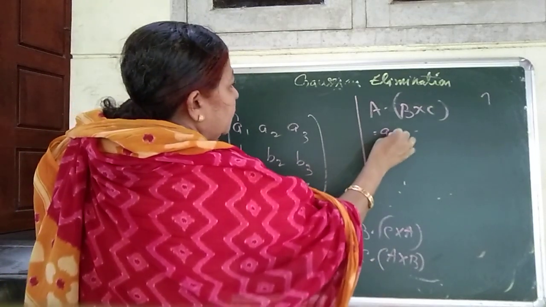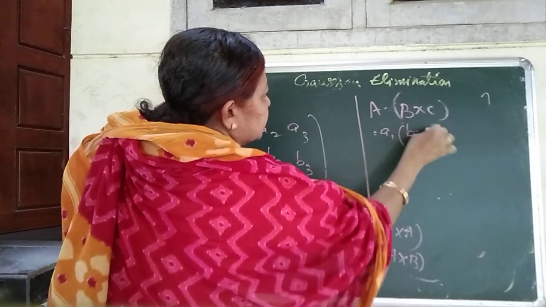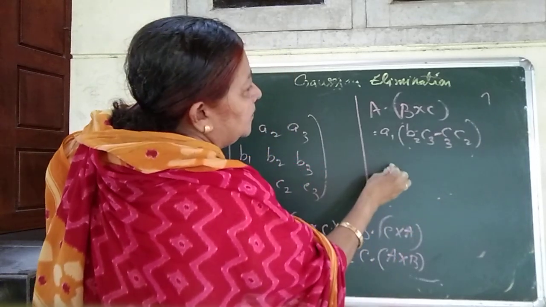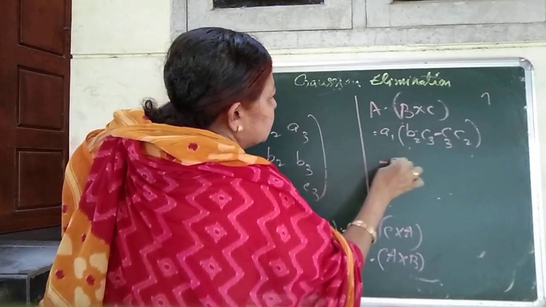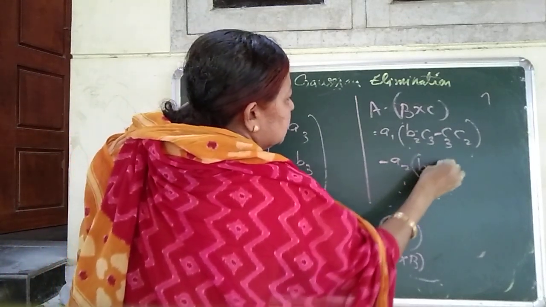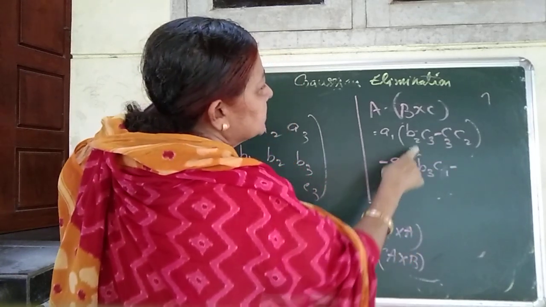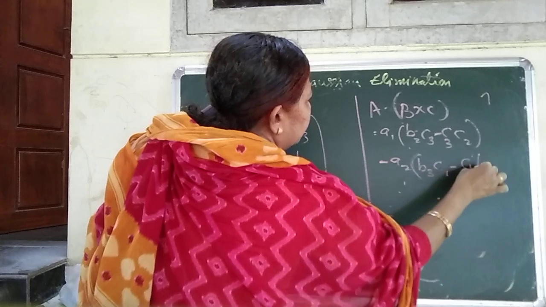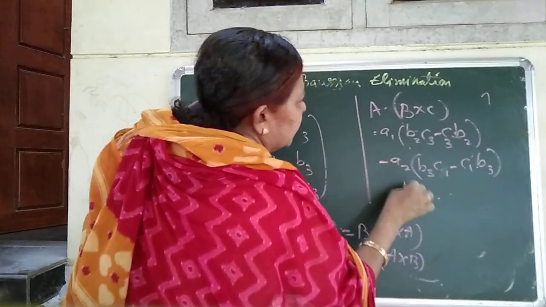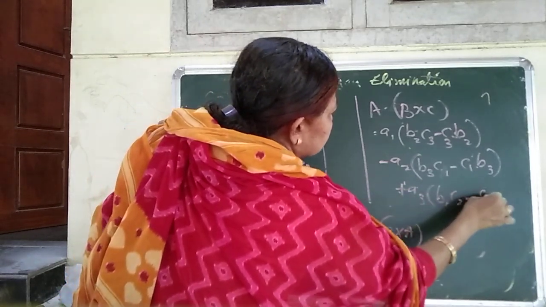A dot B cross C equal to A1 into the first coordinate of B cross C, which is B2 C3 minus B3 C2, minus A2 into the second coordinate, B1 C3 minus B3 C1, plus A3 into B1 C2 minus B2 C1.